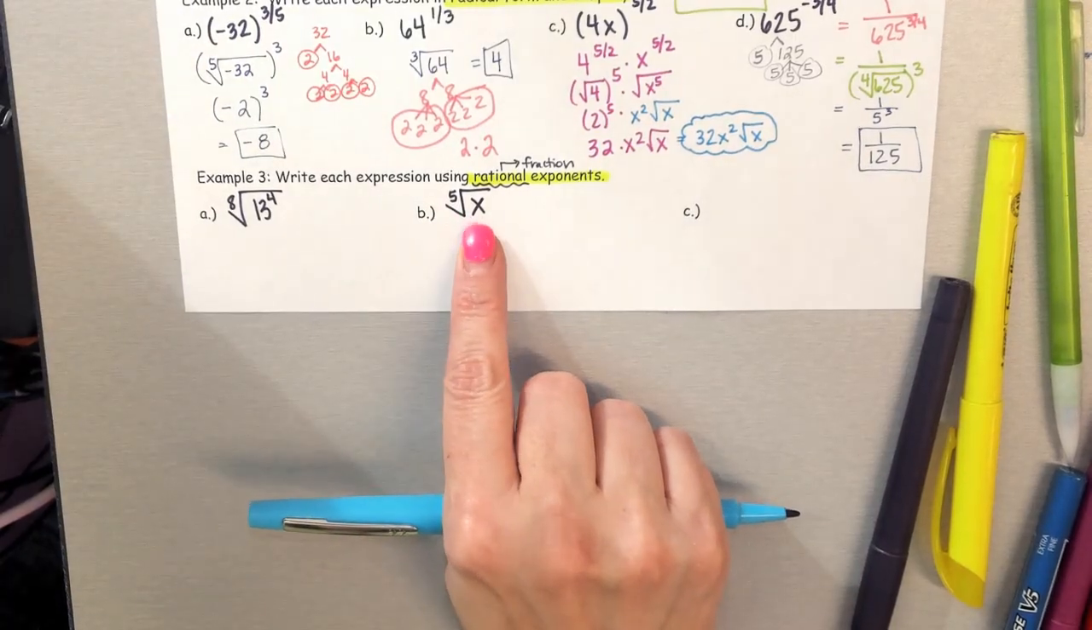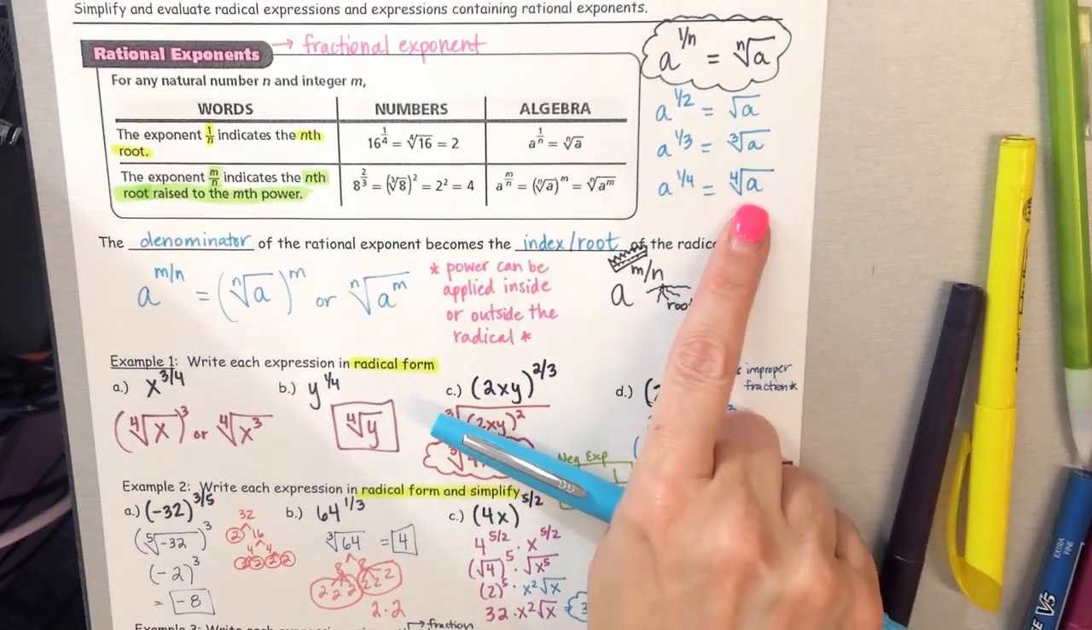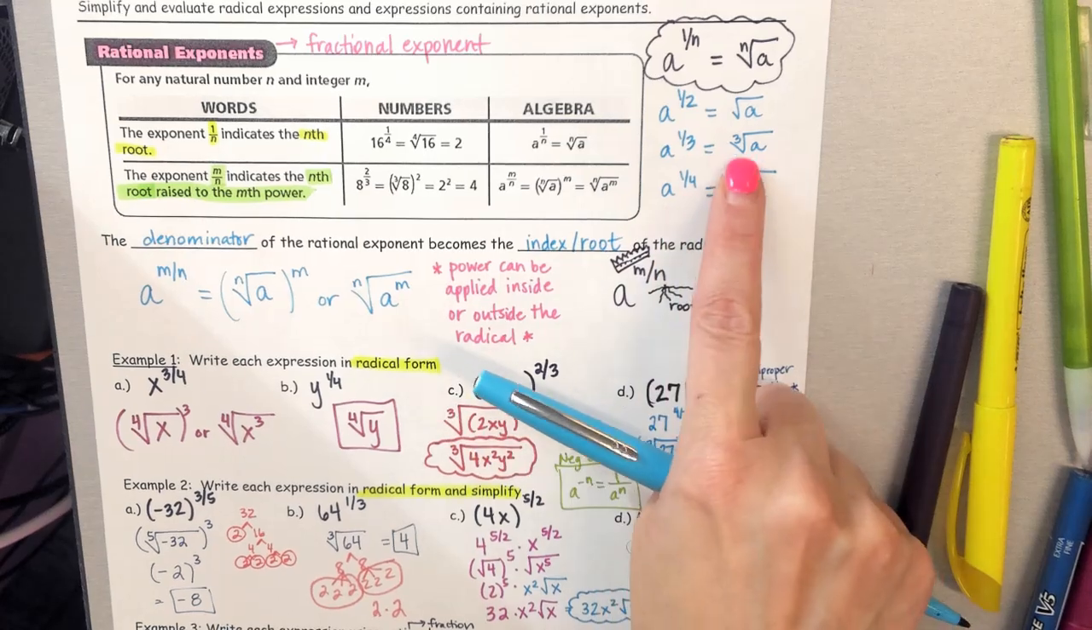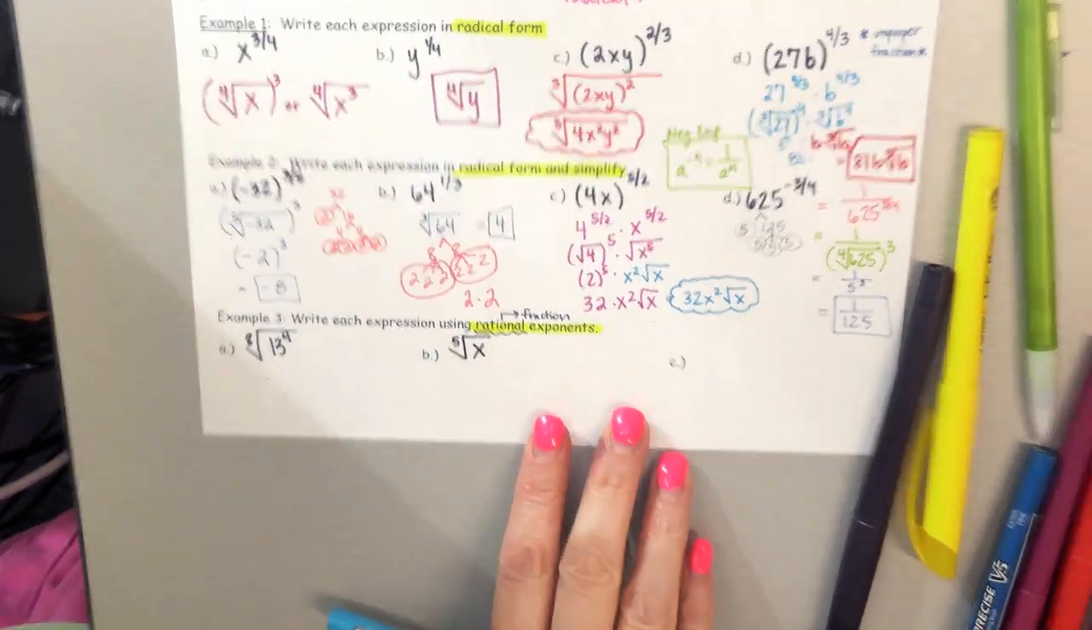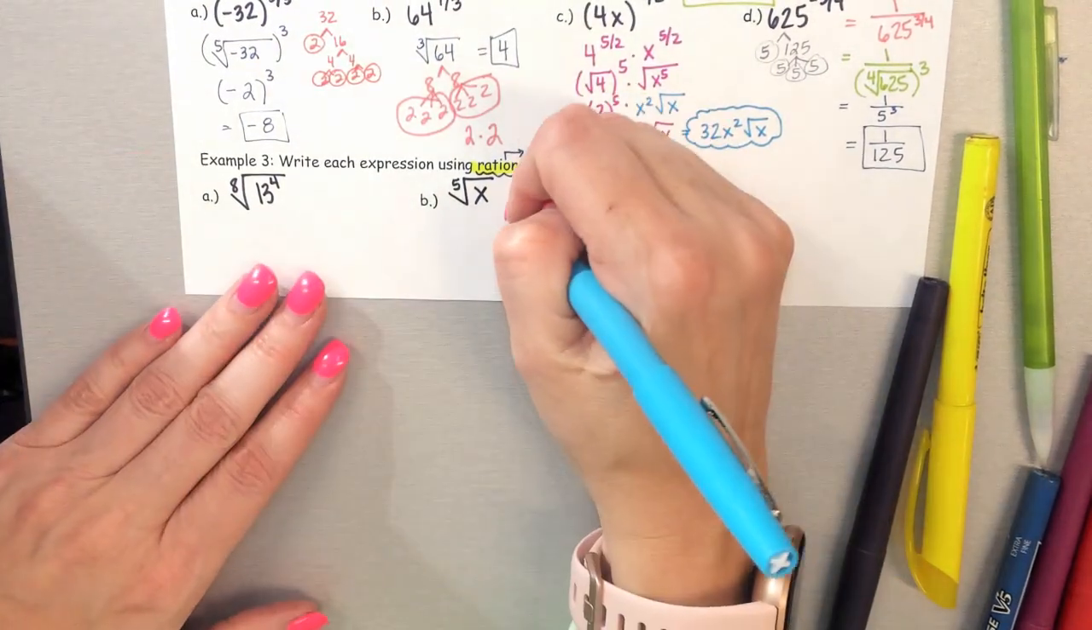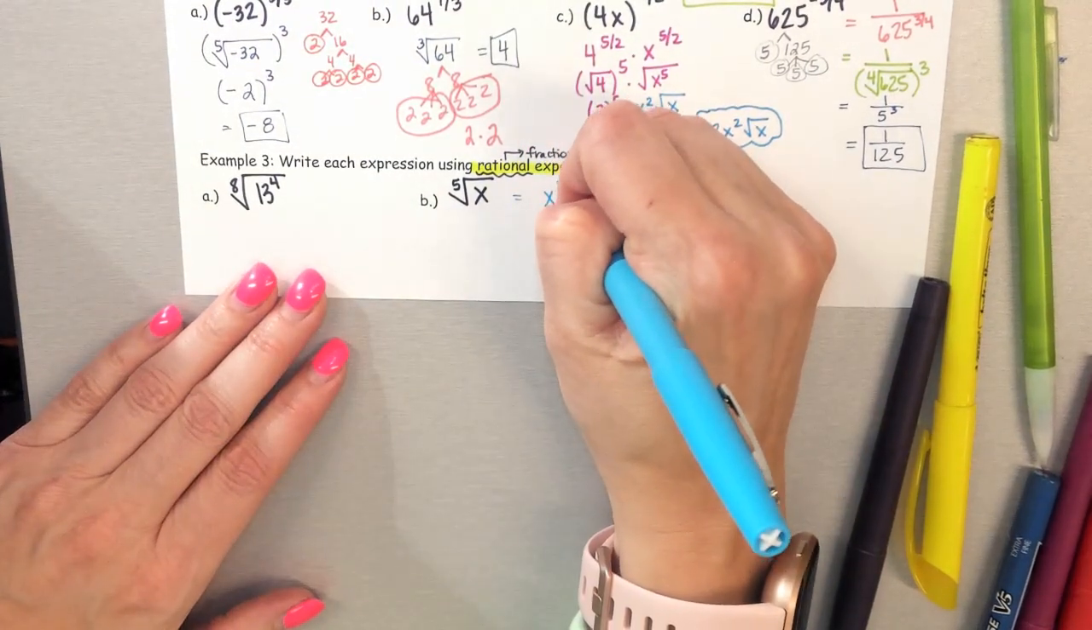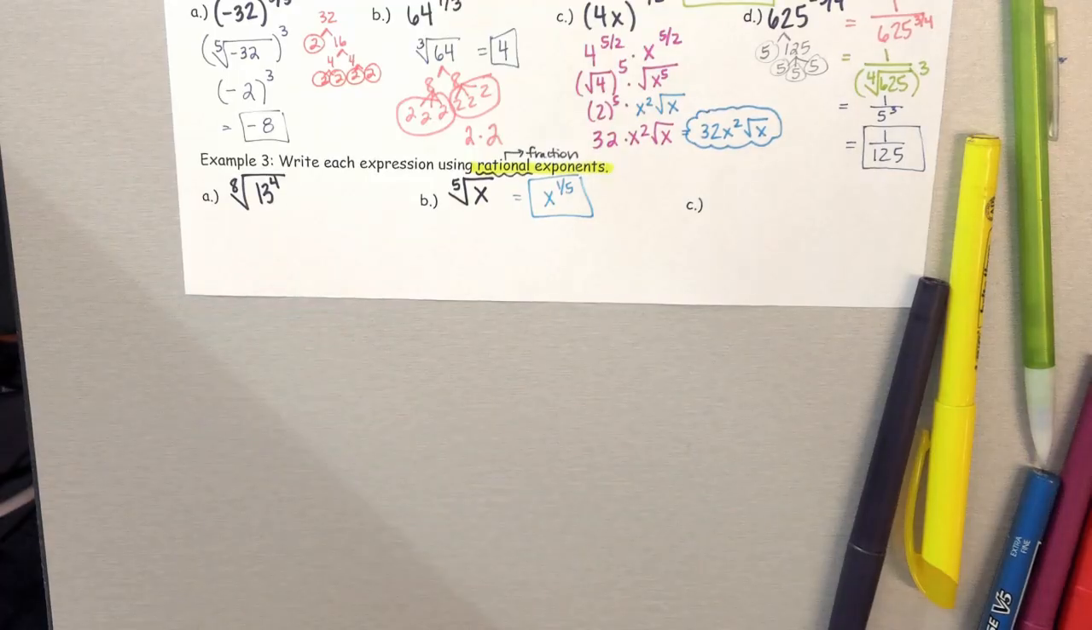If you have the 5th root, right? If it was the 4th root, it was the 1/4. Cube root, 1/3. So the 5th root is going to be x to the 1/5. And that's it. That's all you're going to have. X to the 1/5 power. Okay, so let's go back to A.